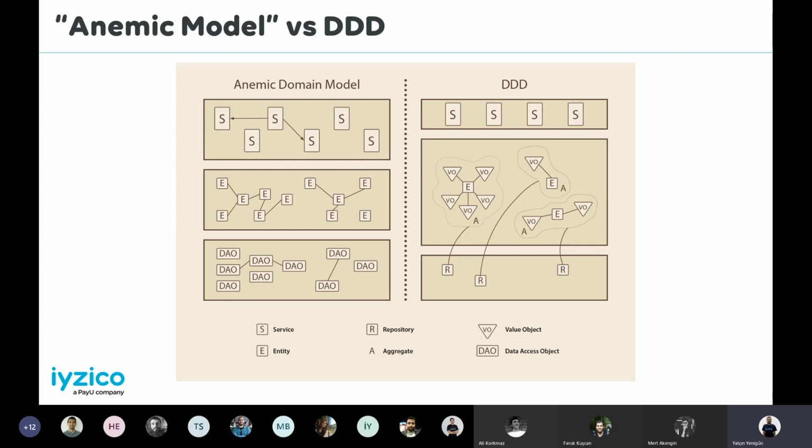In an anemic domain model, services contain business rules. Therefore, service objects have relationships with service objects, and data access objects are the same. But in domain-driven design, models contain business rules and data. Service classes don't contain business rules in domain-driven design. Instead, they provide an application layer, for example, a RESTful API for domain objects.